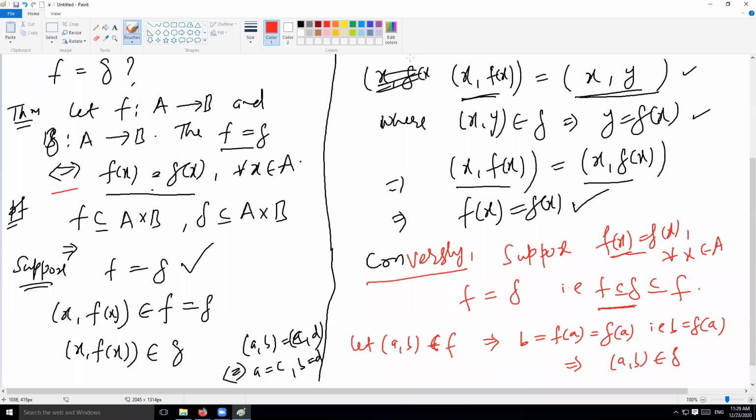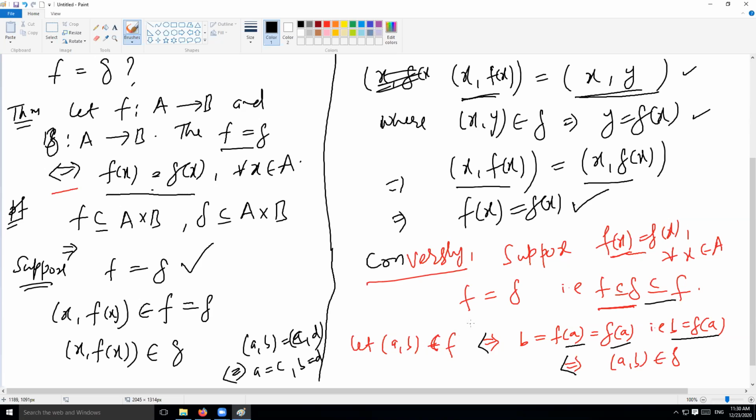But you can go converse also. You can take an (a, b) from G, which is going to say that b is equal to g of a, but g of a is equal to f of a, so therefore b must be equal to f of a. And if b is f of a, then this means that (a, b) belongs to F. I'm not writing the proof again, I'm just mentioning it. So this shows that G is a subset of F.